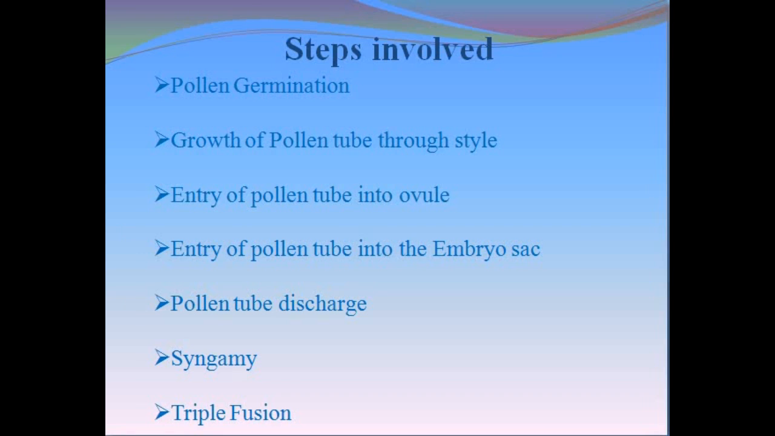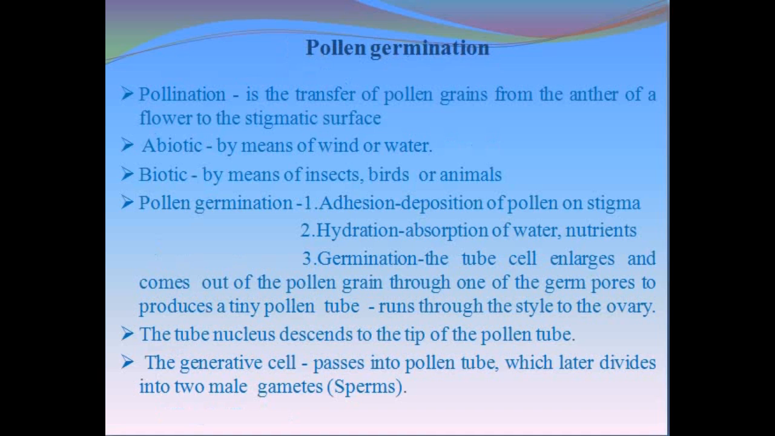So let me explain the steps involved in double fertilization. The first one is pollen germination, which is followed by growth of the pollen tube through the style. This step is followed by the third step, called entry of the pollen tube into the ovule, which is followed by entry of the pollen tube into the embryo sac. The next step is the pollen tube discharge, which is followed by syngamy and triple fusion. So let me explain each step in detail.